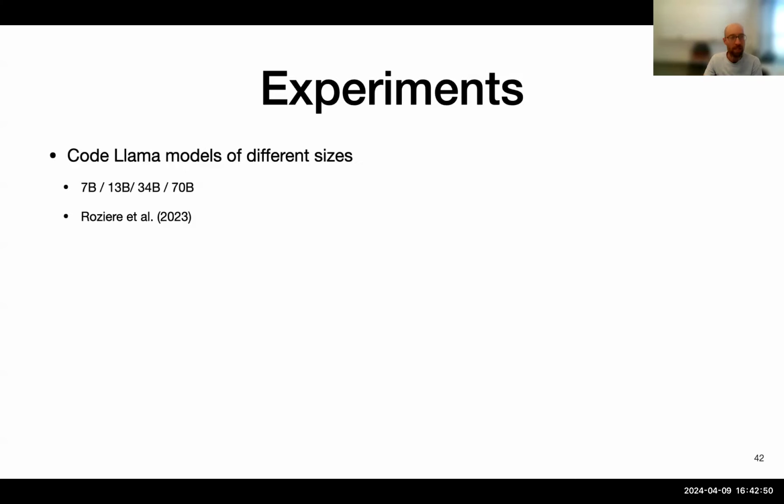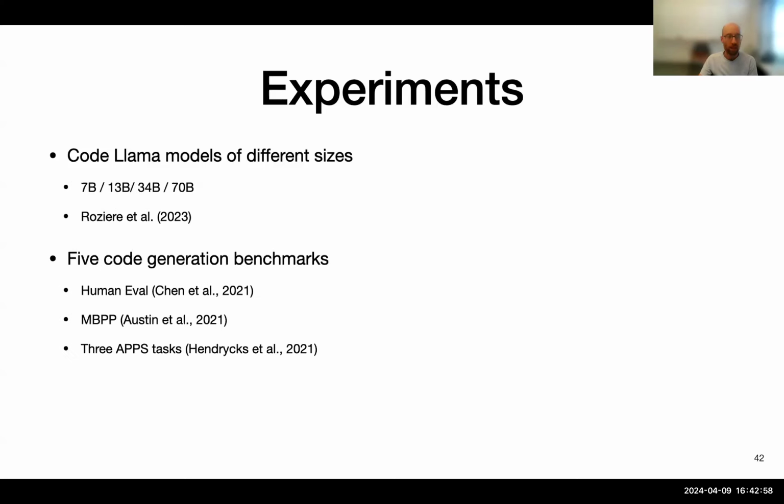Let's talk a little bit about the experiments. We ran experiments with the Code Llama models of different sizes. We have sizes 7B, 13B, 34B, and 70B. And we used 5 code generation benchmarks: HumanEval, MBPP, and 3 versions of the APPS tasks. And we used 2 budget constraints. We basically want to keep the budget fixed.